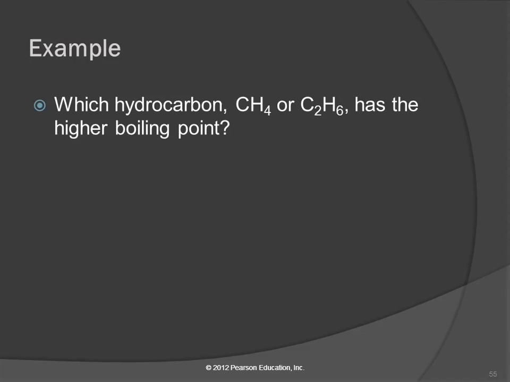So then we need to be able to answer questions like this. Which hydrocarbon, CH4 or C2H6, has the higher boiling point? Wait a minute, we were talking about atoms and now you're throwing molecules at us. Okay, these molecules are similar. They're both just carbon and hydrogen. So which one of these has the higher molar mass? This one, right? That's got the higher molar mass. So we said that the larger the atom or molecule, the stronger the dispersion forces are.